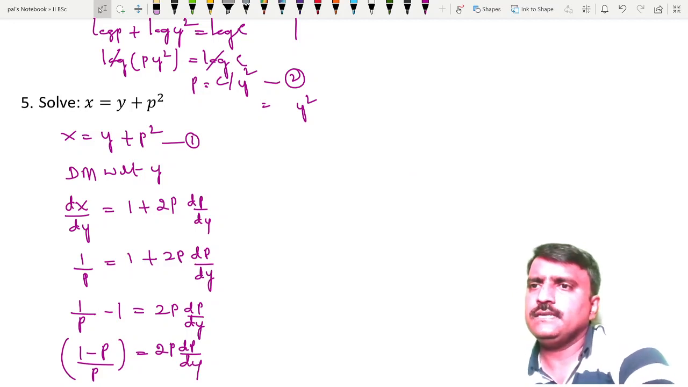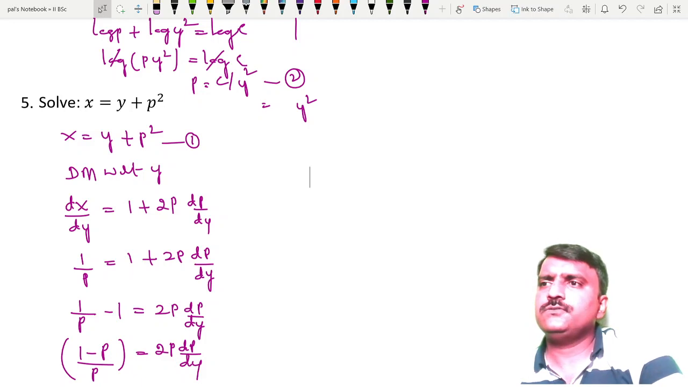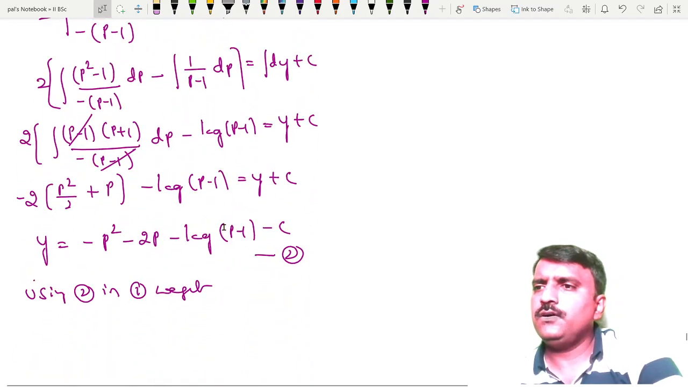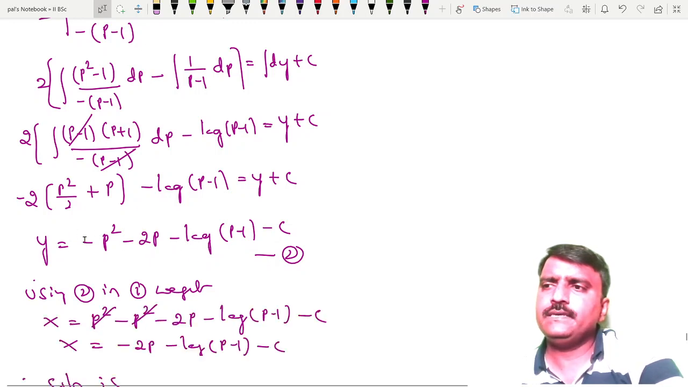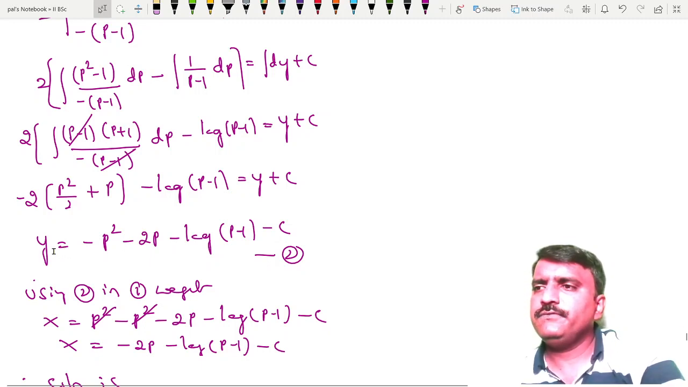So hello students, in the last session I discussed this problem x is equal to y plus p square. When we are solving this one after finding y, it is difficult to separate p, expressing p in terms of y, like the previous example. So for that reason we keep this y as a function of p as it is.